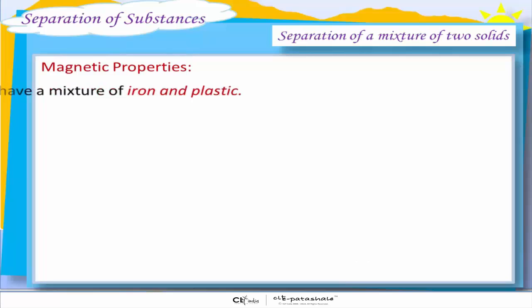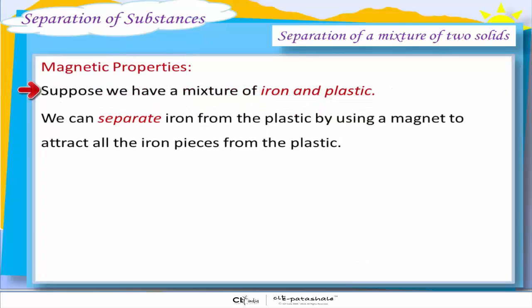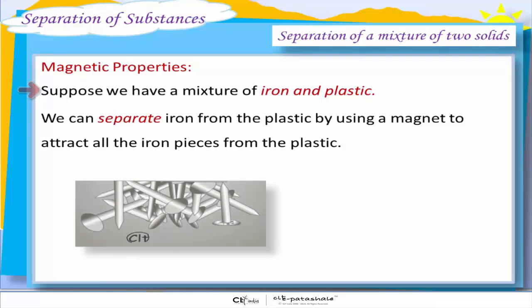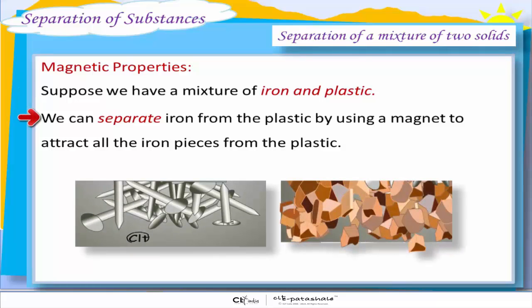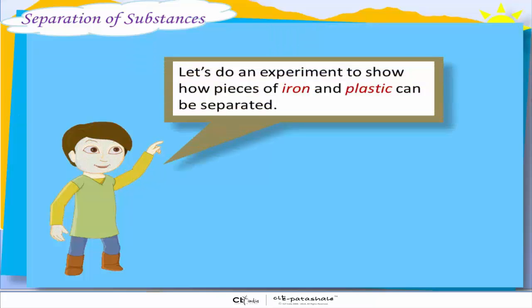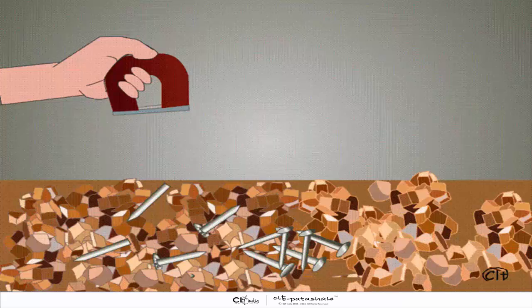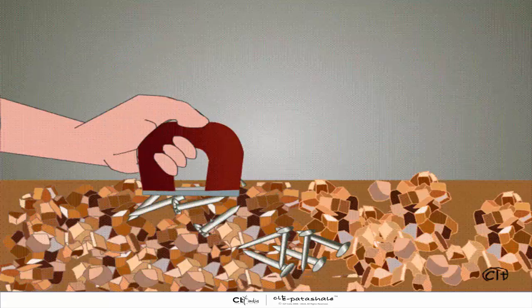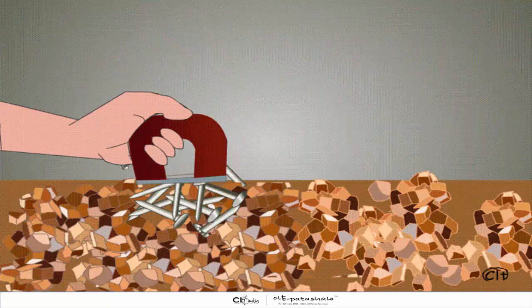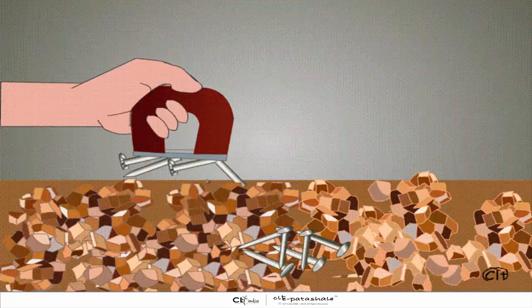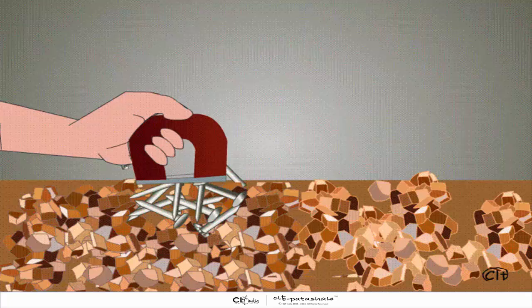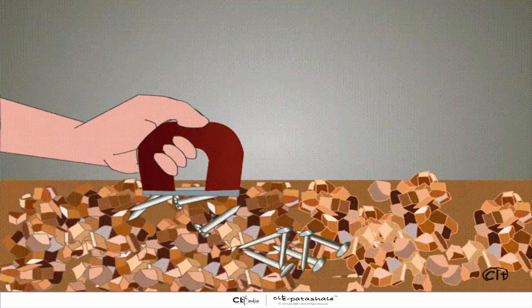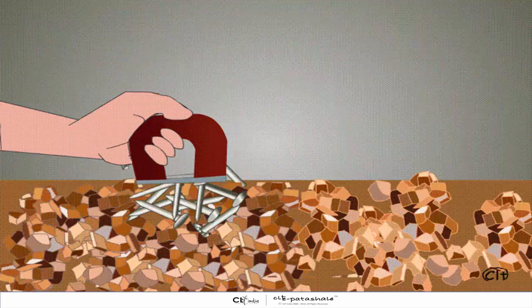Magnetic properties. Suppose we have a mixture of iron and plastic. We can separate iron from the plastic by using a magnet to attract all the iron pieces from the plastic. Let's do an experiment to show how pieces of iron and plastic can be separated. We have a horseshoe magnet. Just gently place the magnet on the mixture of plastic and iron. Only the iron is picked up. This is how magnetic separation takes place.